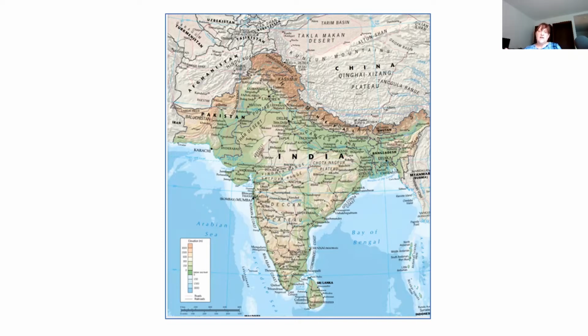Now, along the east and west coasts of the bottom of the country are what are called the Ghats. The Western Ghats on the western side and the Eastern Ghats on the eastern side. And Ghats are simply when you have a steep drop off from a plateau and a thin strip of coast that runs along it.